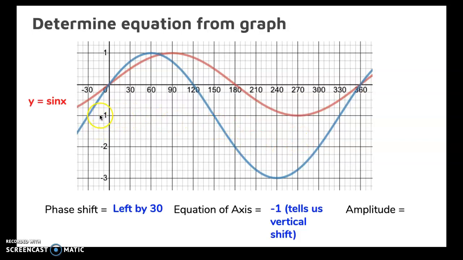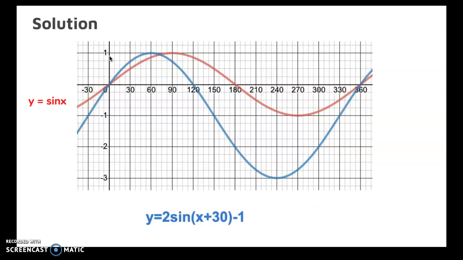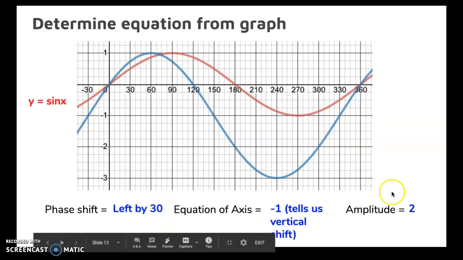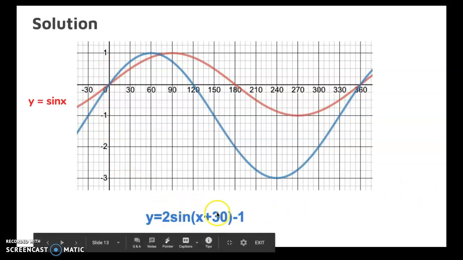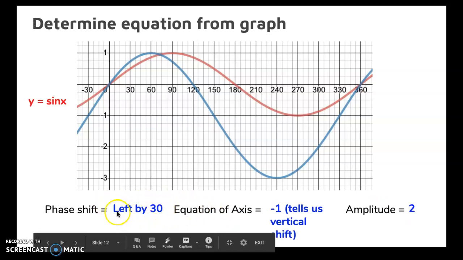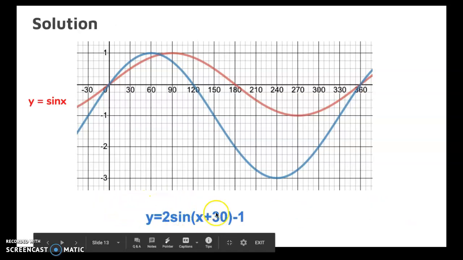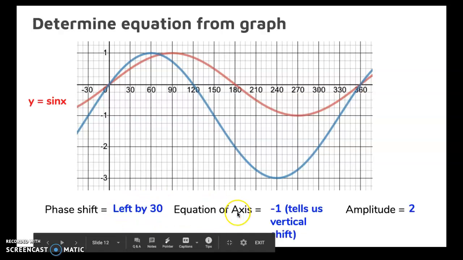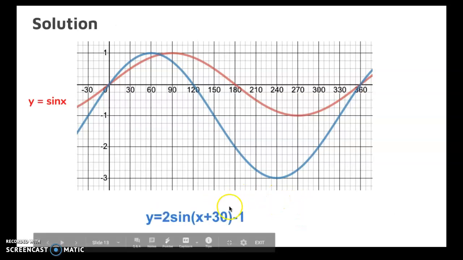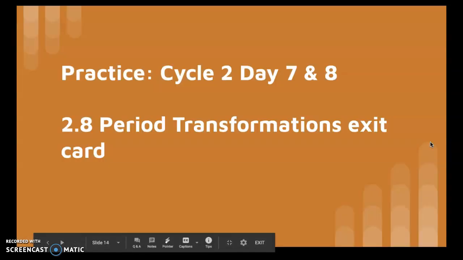The amplitude, remember, is the distance of the peak from the equation of the axis. So from this -1 line, the distance from -1 to +1 is 2. So that really just tells us what numbers to put into our equation. A was 2, right? Our amplitude was 2. So there's 2. We went to the left by 30. Remember, it's going to have the opposite sign, so we add 30, and then we went down by 1. So then we're going to put a -1 at the end. And that is it, guys.